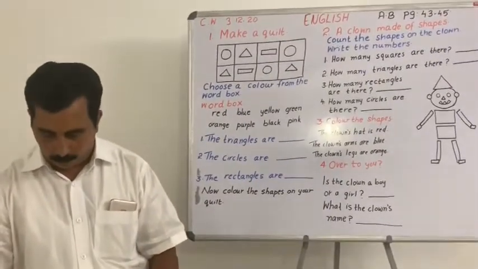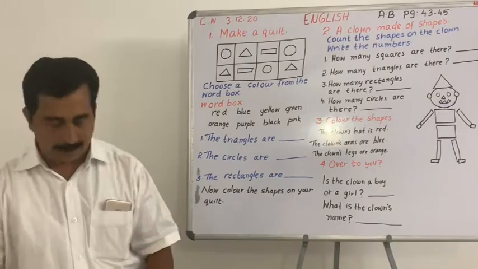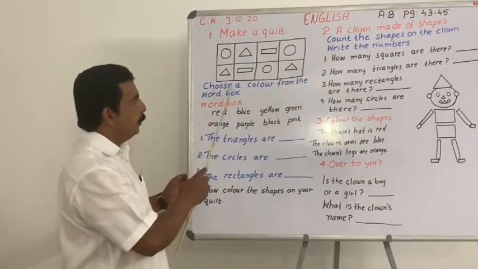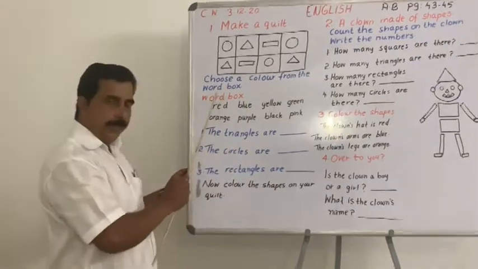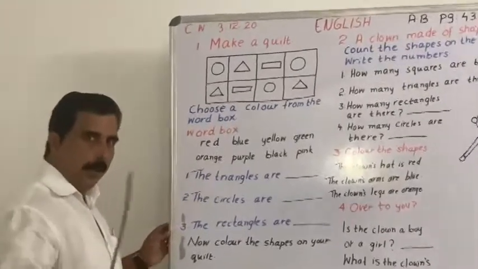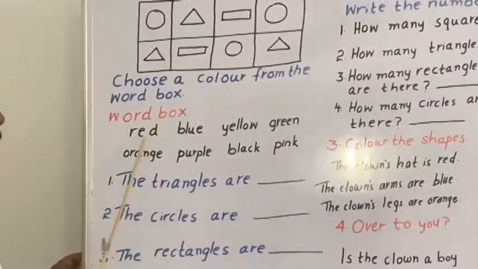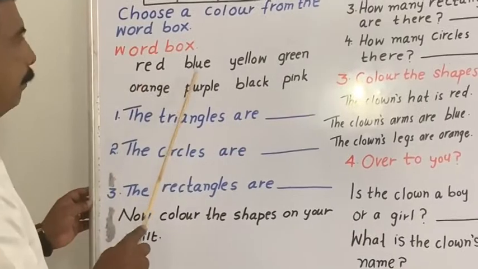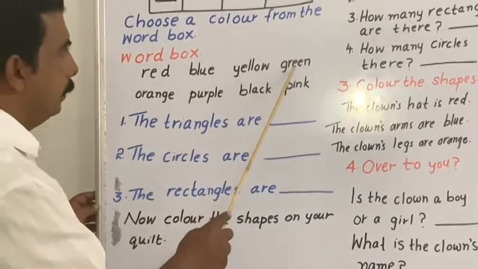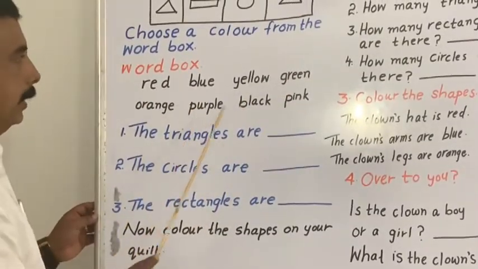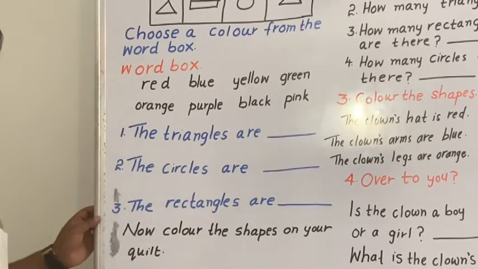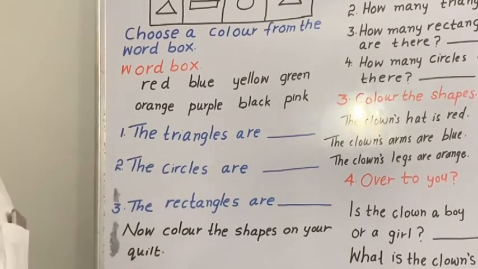Now, choose a color from the word box. Write the colors in the sentences. You can find a word box just below. What are the colors written there? Red, blue, yellow, green, orange, purple, black, pink. Which color do you need to choose?